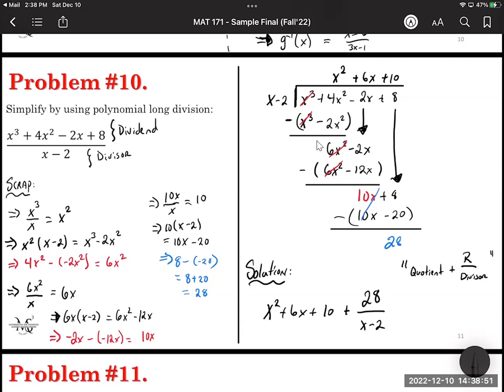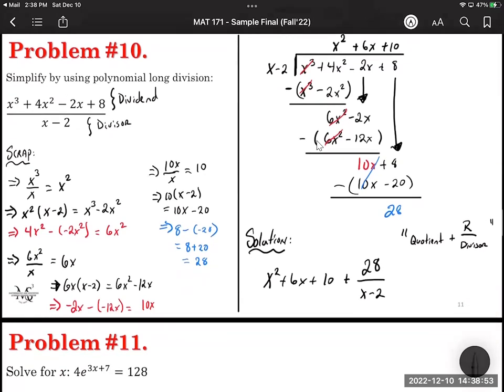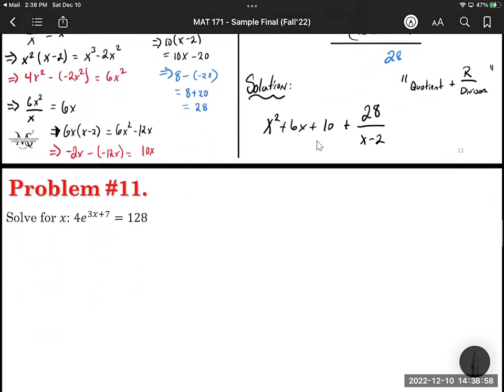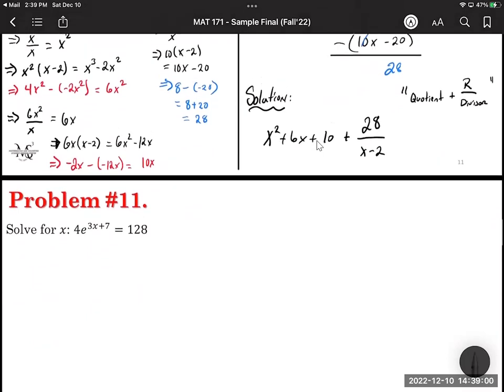Okay, let's continue. Let's do problem number 11. Problem 11 states to solve for x. You have 4e raised to the power of 3x plus 7 equals 128. So the idea here is that when you want to solve for x, you have to get x essentially by itself. And if you notice, it's currently located in the exponent. All right, so how can I solve for x in this equation? What should I do first?